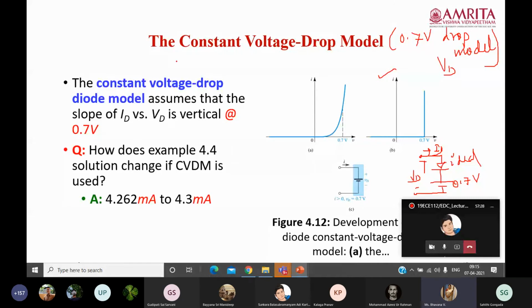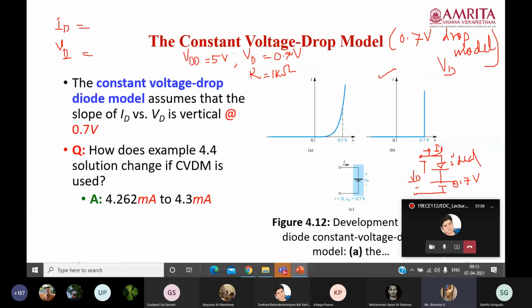Now, see, if I am taking VDD as equal to 5 volt, VD as equal to 0.7, R as 1K, I am asking you to repeat the previous numerical using the constant drop model. I need the ID value and the VD value. Use the constant voltage drop model. Tell me what will be ID and VD?